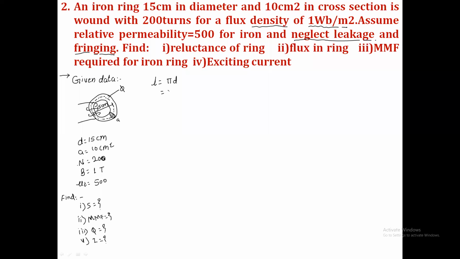So I can write pi multiplied by d, which is 15 centimeter, and centimeter is nothing but 10 raised to -2 meter. Now don't use the value of pi as 3.14. The pi button is already there on your calculator. Please use that button, then multiply with 15 into 10 raised to -2 and give me the length in terms of meter.